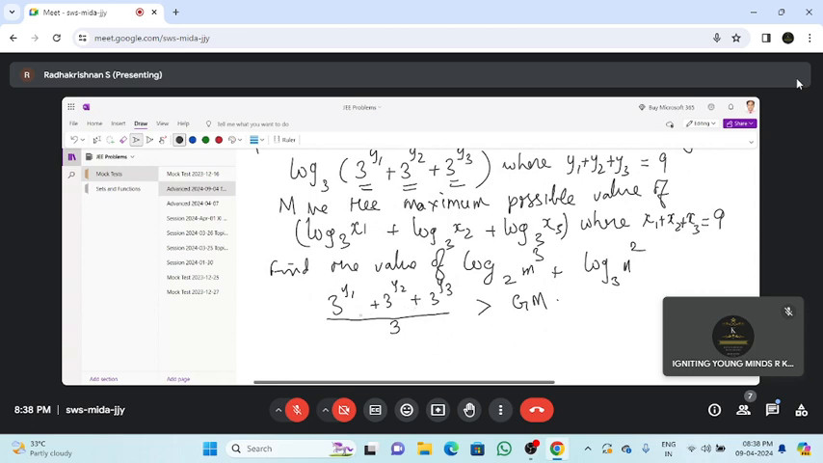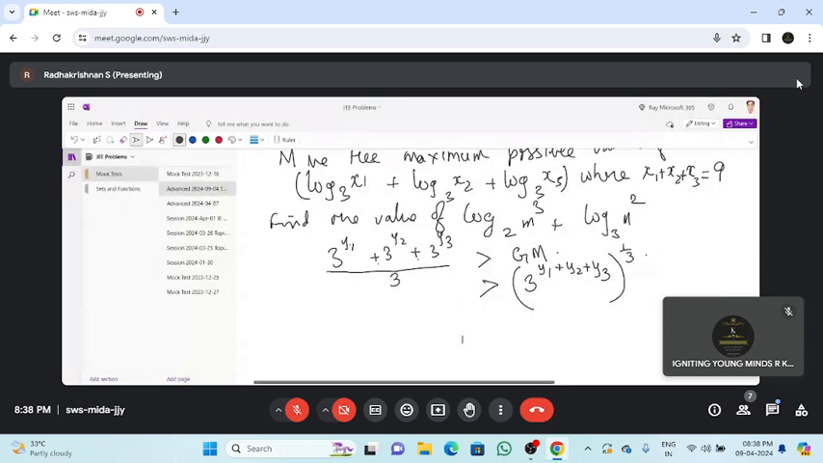What is the geometric mean of these three numbers? Can somebody tell what is the geometric mean of 3 power y1, 3 power y2, 3 power y3? 3 power y1 plus y2 plus y3, by 3, sir. Okay, very good. 3 power y1 plus y2 plus y3, then what next? Whole power 1 by 3. Very good. Now the value we know. So that is how you get the minimum value.